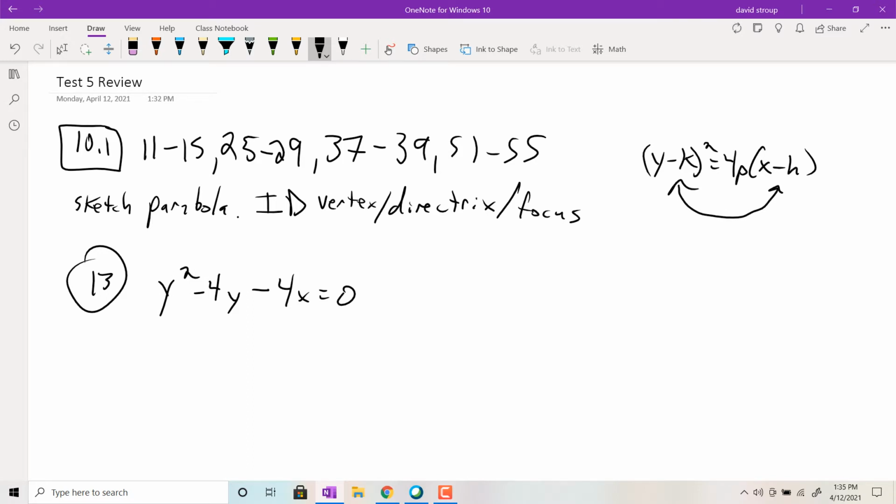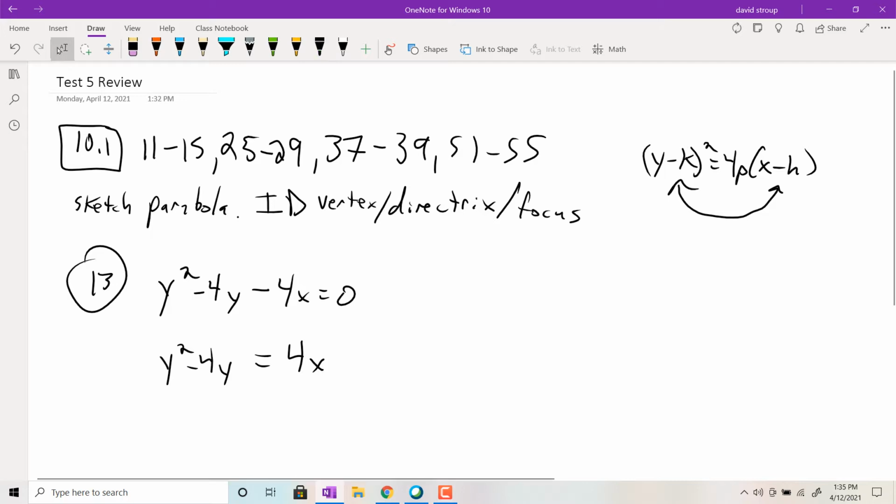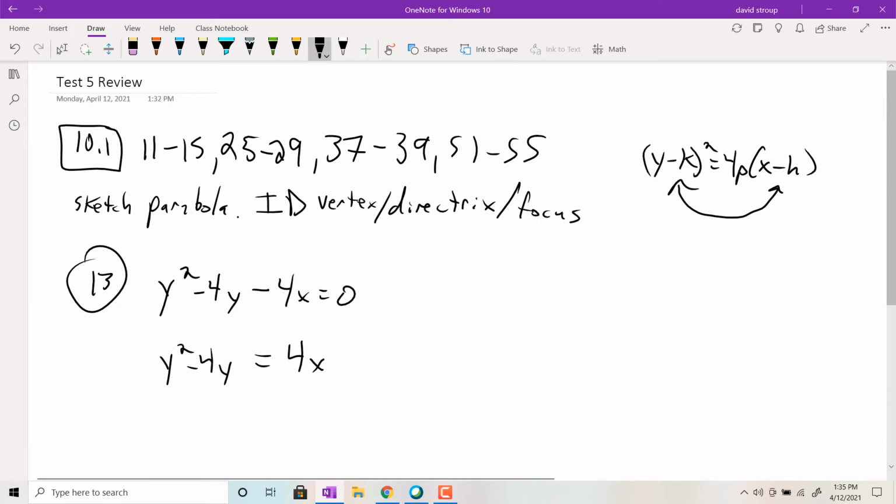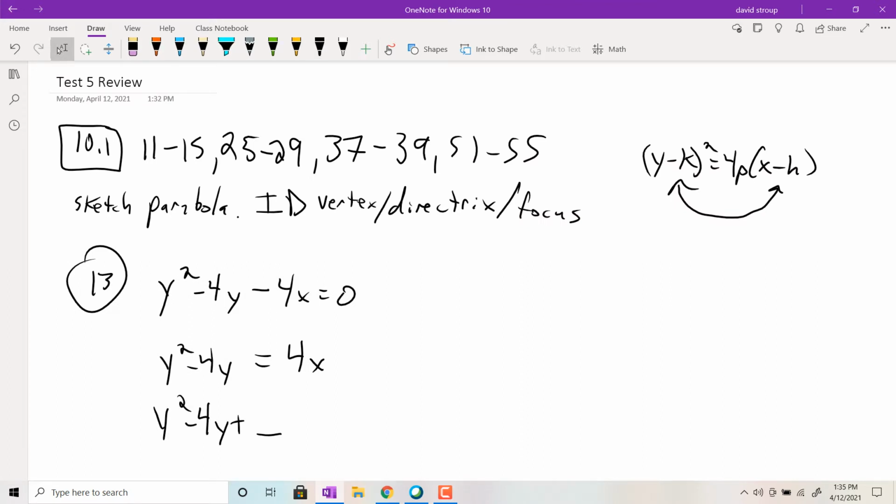Okay, so to get it in that form, to identify the vertex, I need to get all the y stuff on one side, push all the x stuff to the other. Okay, so I have y squared minus 4y. On the other side, I got 4x. Then I got to complete the square on that left side. Okay, so I'll have y squared minus 4y plus blank. And on the other side, I have 4x plus blank.